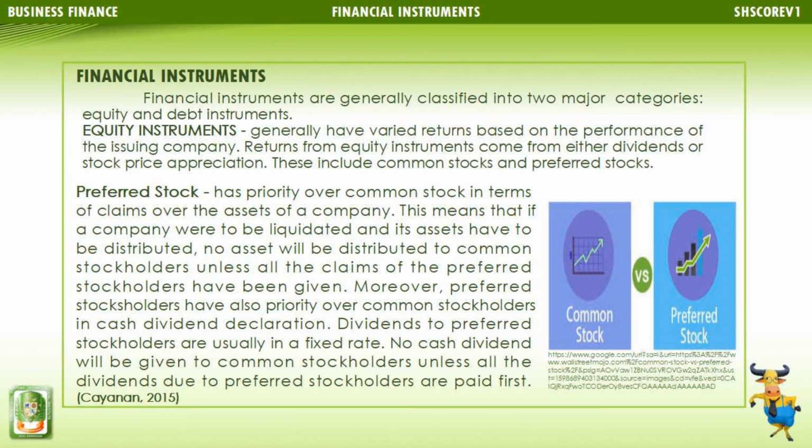This means that if a company were to be liquidated and its assets have to be distributed, no asset will be distributed to common stockholders unless all the claims of the preferred stockholders have been given. Moreover, preferred stockholders also have priority over common stockholders in cash dividend declaration. Dividends to preferred stockholders are usually at a fixed rate. No cash dividend will be given to common stockholders unless all the dividends due to preferred stockholders are paid first.